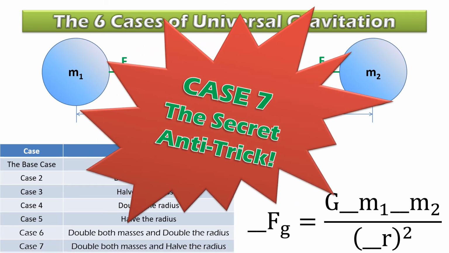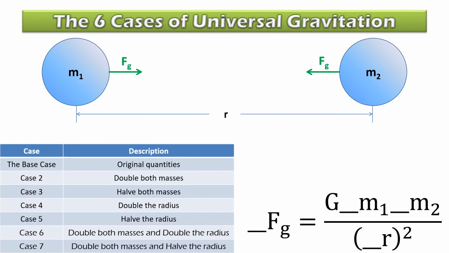Case 7, the secret anti-trick. So you thought there were only 6 cases, but there's this 7th one. I want you to double both masses and halve the radius. Pause the video and see. Okay, so hopefully you paused the video. And we are going to double both masses.